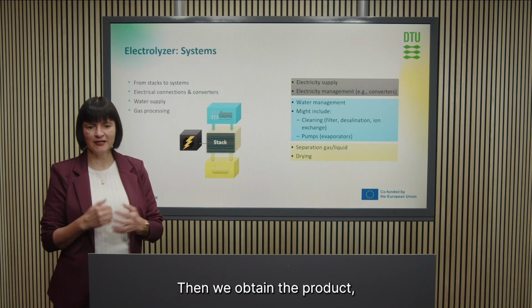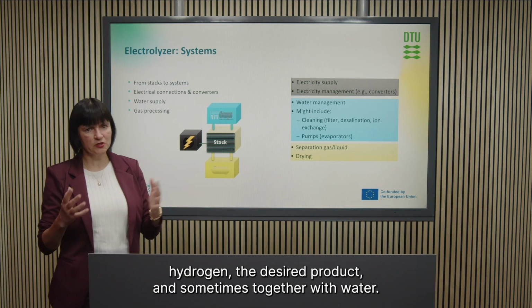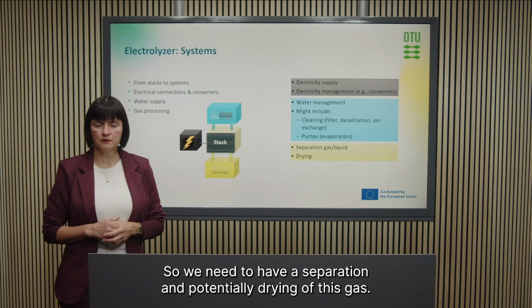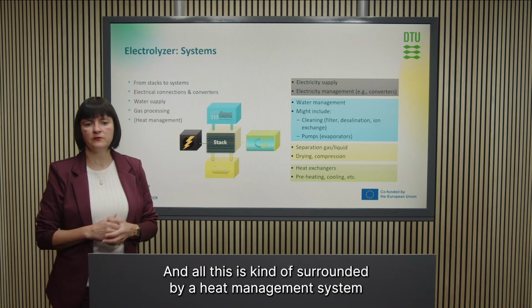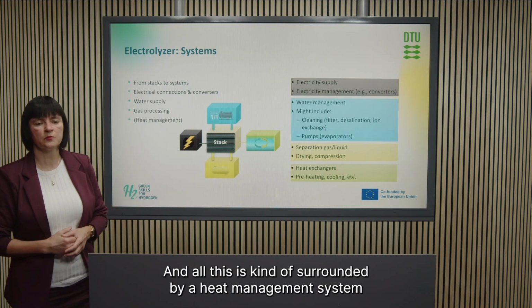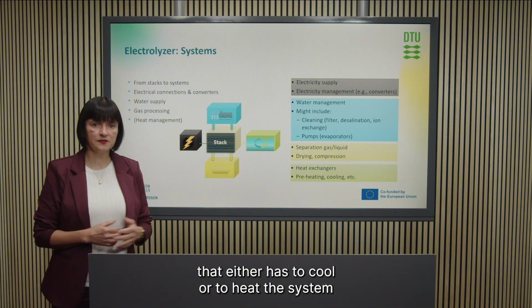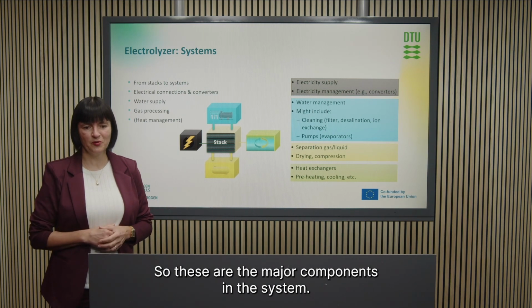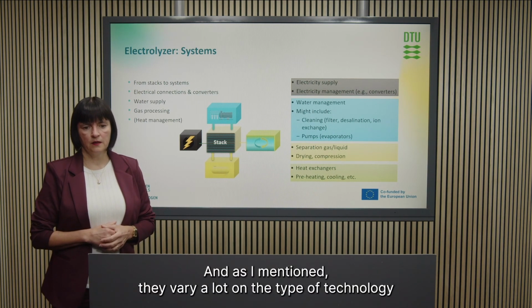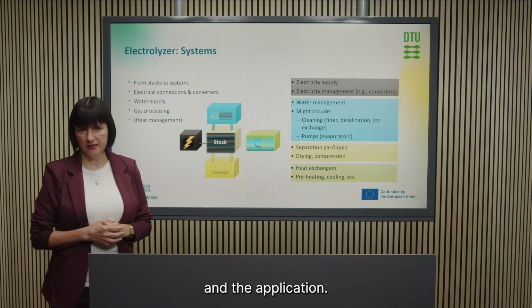Then we obtain the product, hydrogen, the desired product, and sometimes together with water. So we need to have a separation and potentially drying of this gas. And all this is surrounded by a heat management system that either has to cool or to heat the system, and that is typically made of heat exchangers. So these are the major components in the system. And as mentioned, they vary a lot on the type of technology and the application.